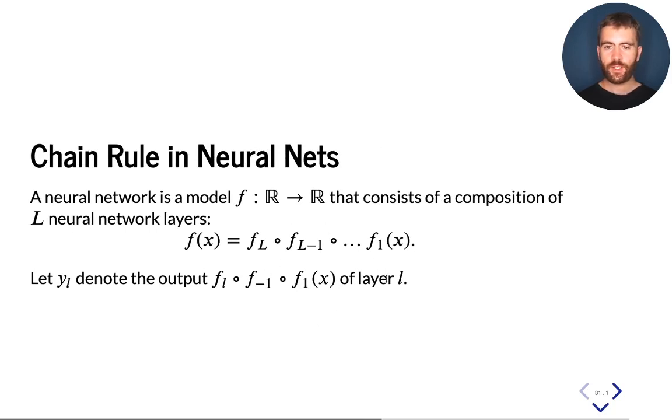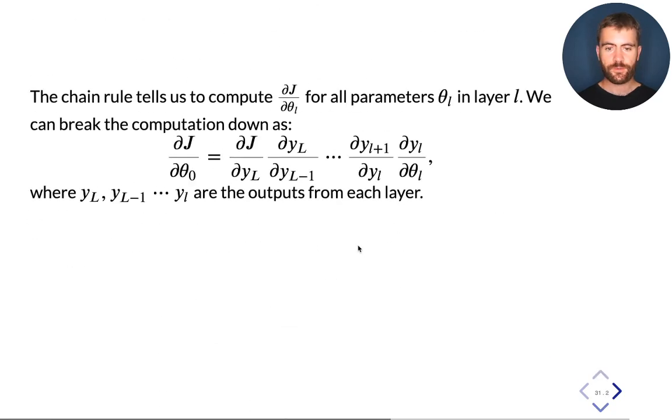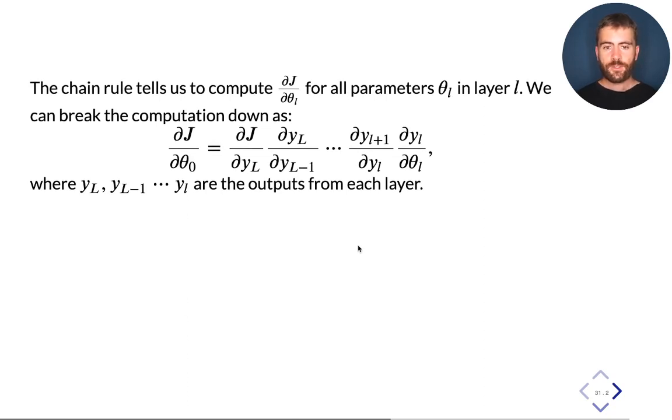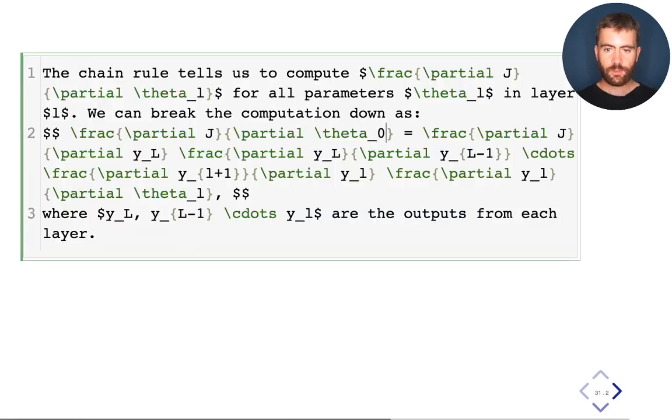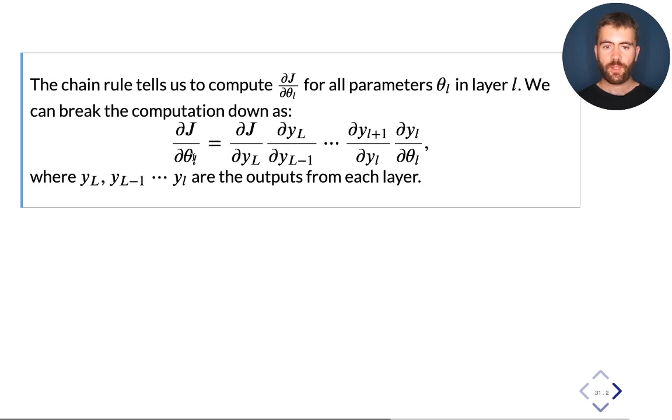Again, as I mentioned, a neural network has this structure. It's a composition of functions, and so in order to compute the gradient of a neural network, we're going to apply the chain rule to the following sequence of layers. Let's say that we have some parameter, theta L, that I want to compute, and I want to compute the gradient of the objective with respect to this parameter theta L. Let's say that these are the parameters of layer L.